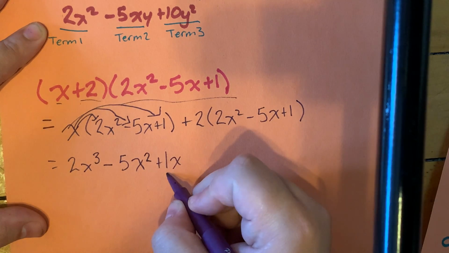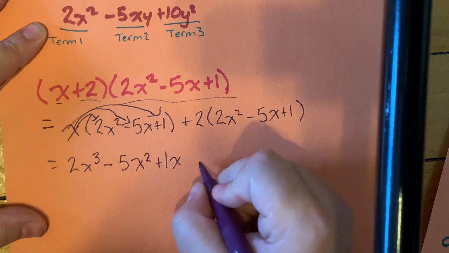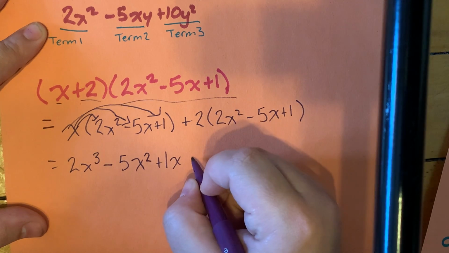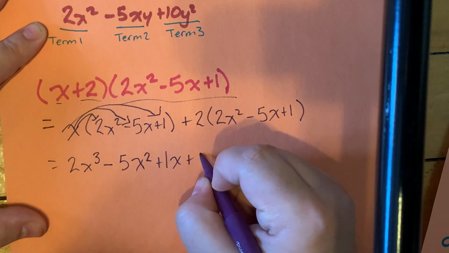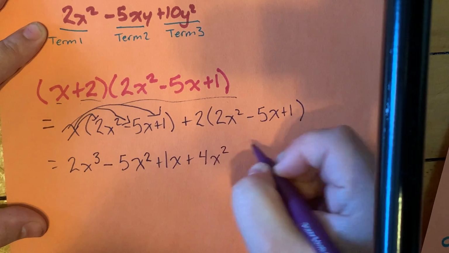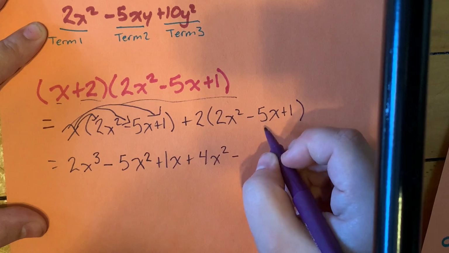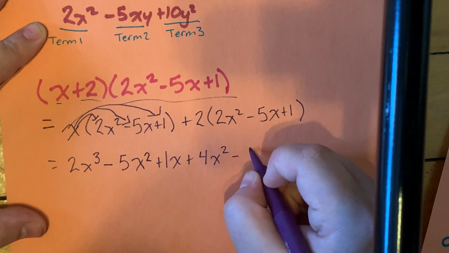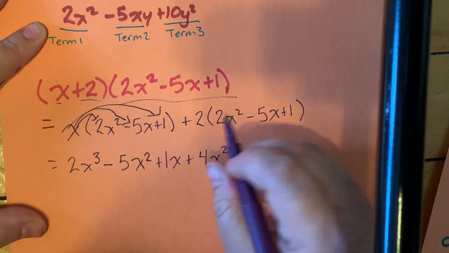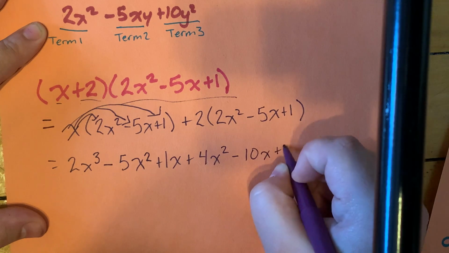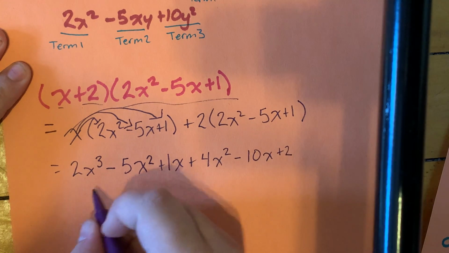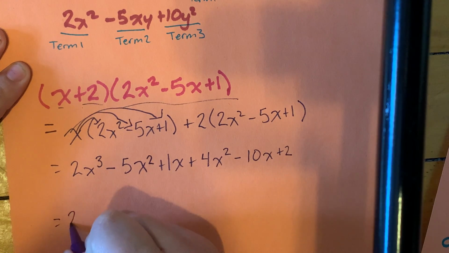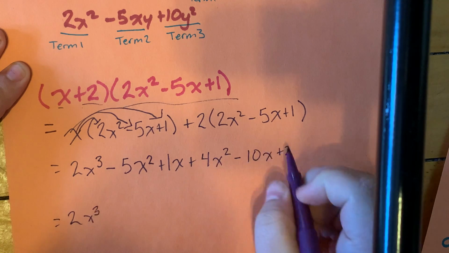Make sure you're using your 1 in this situation, it's easier to keep track of. And then we are going to add 2 times 2 is 4x squared. Take away 2 times negative 5, which is negative 10x. 2 times 1 is 2. So now we are going to combine our like terms. So we're going to keep our 2x cubed.